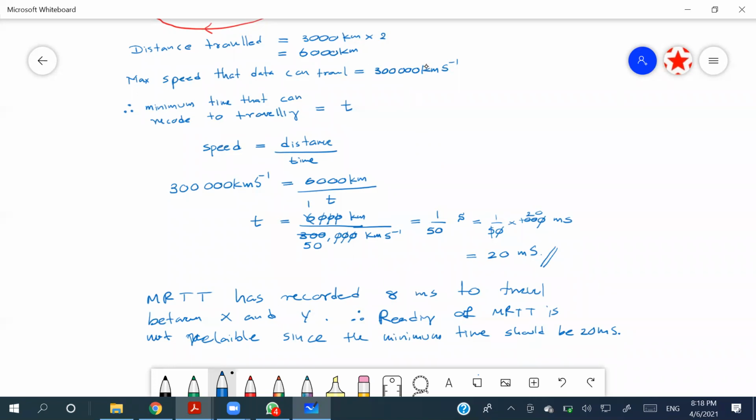But X and Y is having 6000 kilometers, so which is not possible to travel with this particular speed. So it is wrong. Or like not reliable.